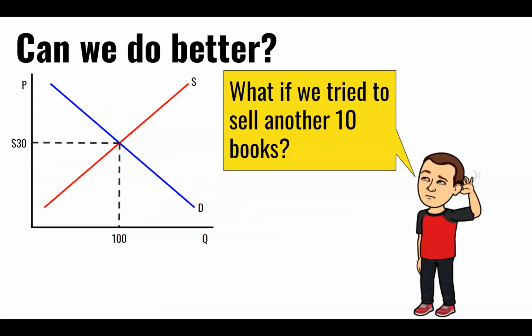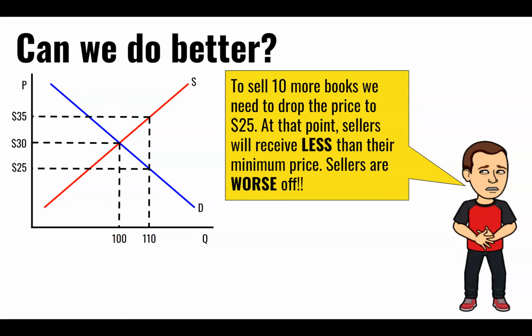But what happens if we try and sell another 10 books or 100 books? If we look at the market from equilibrium, we say, let's sell more than the equilibrium quantity. Well, what happens? One thing that might happen is that in order to sell 10 more books, we'd have to drop the price to $25, because the demand curve shows us that in order to sell more, I have to drop the price. So I could lower the price to $25 to sell 10 more books.